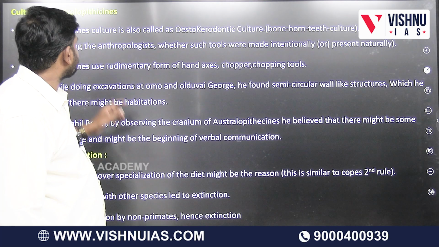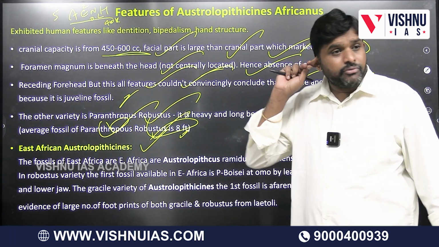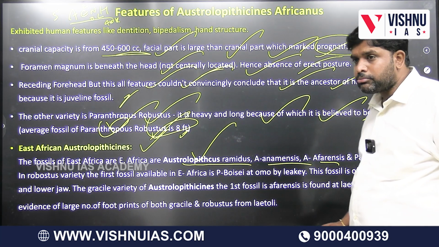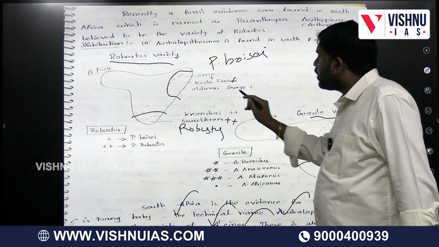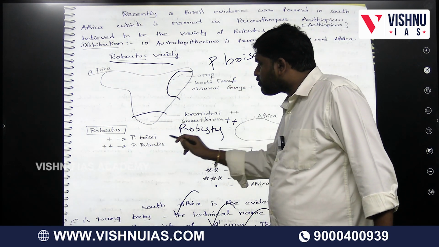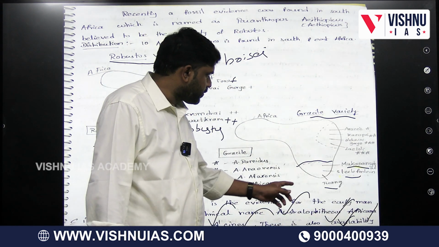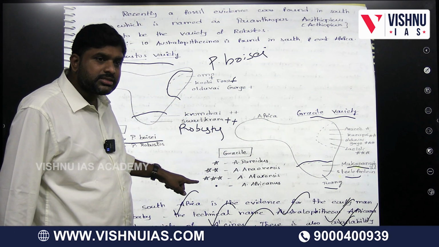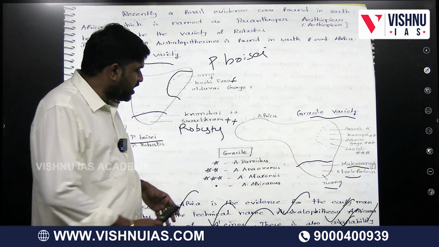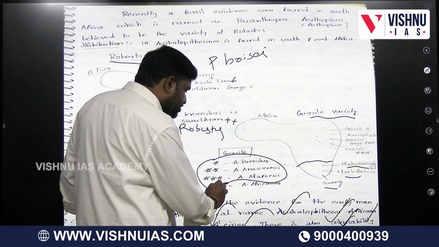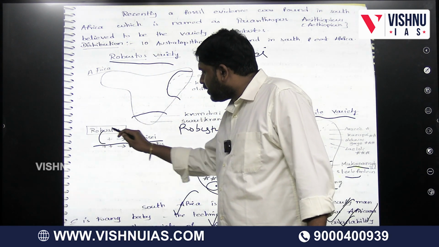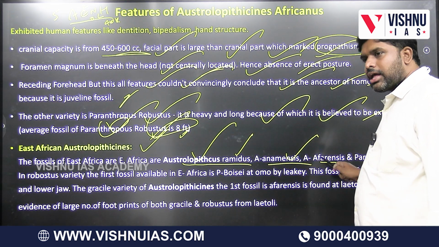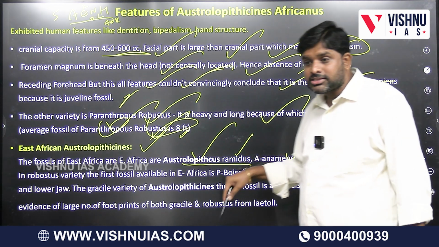So next is East African Australopithecines. The fossils of East Africa are Australopithecus ramidus, anamensis, afarensis and Paranthropus boisei. Now you see one cross mark: what is it? Boisei. Coming here, East Africa: 1 star mark, 2 star mark, 3 star mark. What are those? Ramidus, anamensis and afarensis. So these three are present where? East Africa. Very good. This is present where? South Africa. So ramidus, anamensis, afarensis and Paranthropus boisei are called East African fossils.